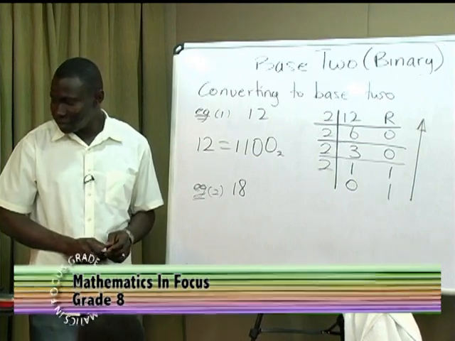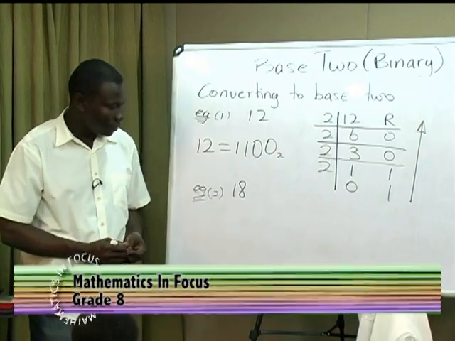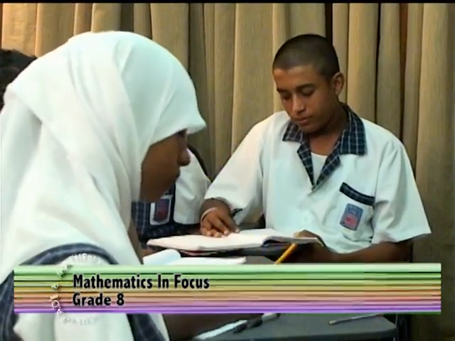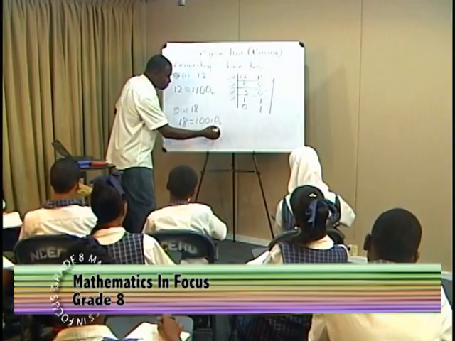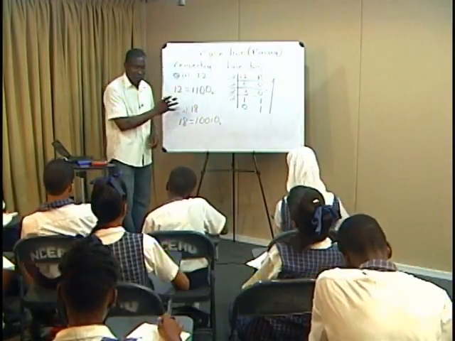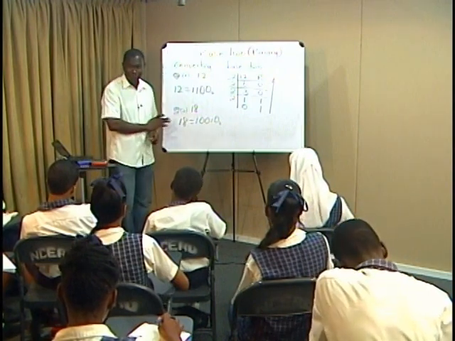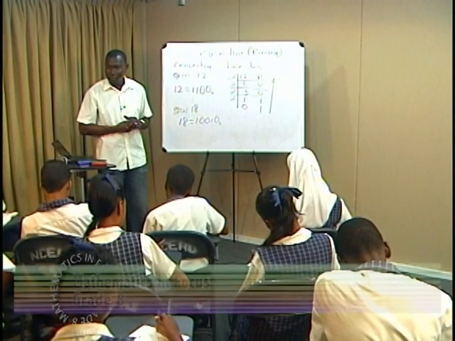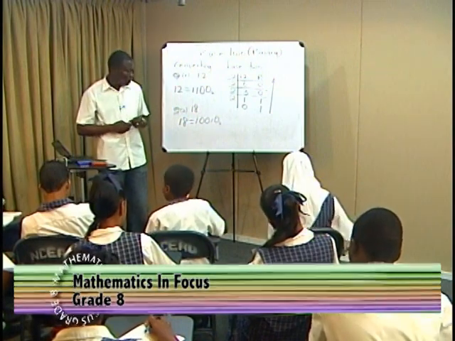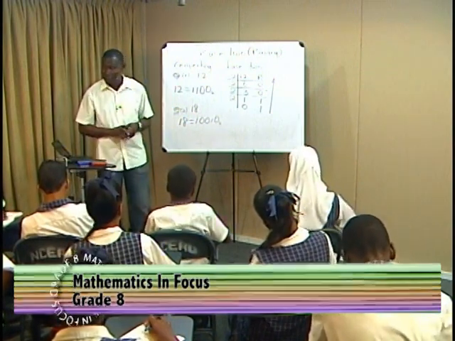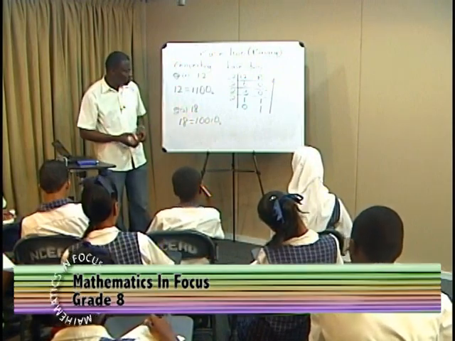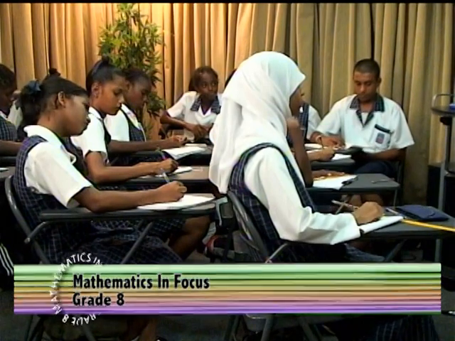Harish, you seem to have an answer. What is your answer? 10010 base 2. Now, this is the answer which Harish is giving. So we will check to see whether Harish is correct. Anyone else found the answer? Zephaniah has the same answer as Harish. Anyone else? So then, let us check to see what 18 is in base 2 using this approach here.